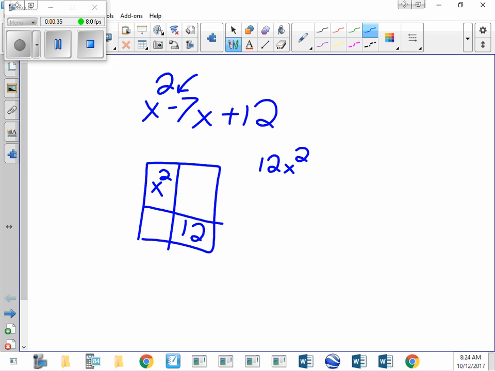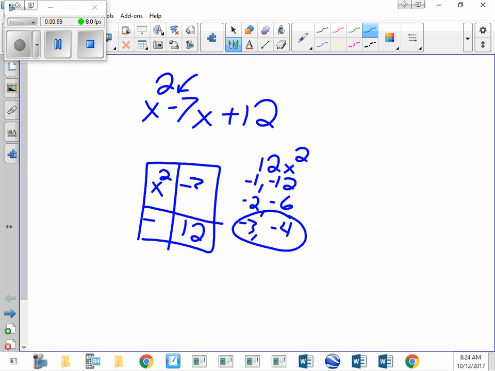Do you understand that? I know you had some trouble with that yesterday. Okay, so minus, minus. Now I go through the factors of 12 and try to get a 7. So negative 1 and negative 12, that doesn't work. Negative 2 and negative 6, that doesn't work. Negative 3 and negative 4, that's the one I want.